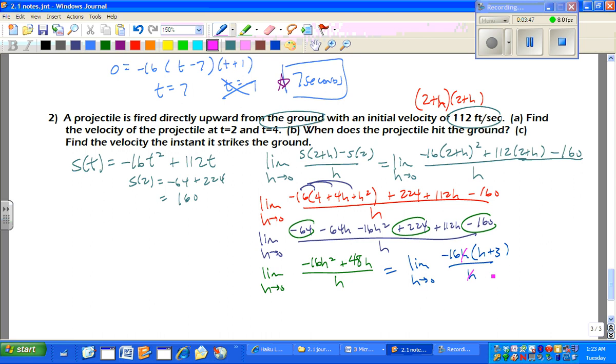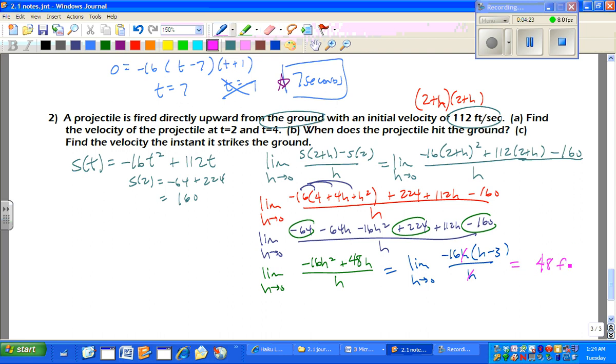Our h's cancel out. So we're left with limit as h approaches 0 of negative 16 times h plus 3. Now we can use direct substitution. So we end up getting negative 48. Alright, scratch that. I'm getting a little tired here. I made a mistake. We factor out that negative here. This should be a minus 3. So when we put in 0, we get negative 3 times negative 16 gives us positive 48.